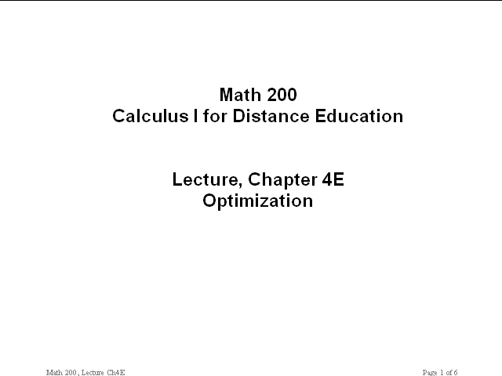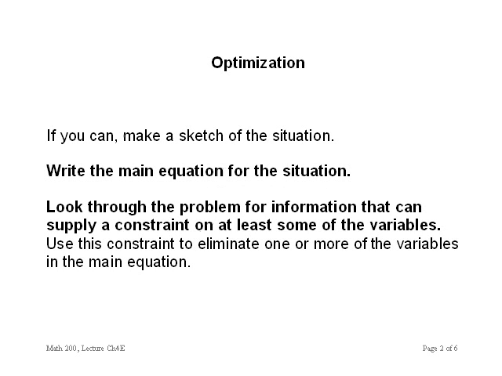This is lecture 4E for Calculus 1 on optimization. Optimization refers to usually finding the maximum or minimum of some parameter. For example, you might want the maximum profit, or the minimum cost, or the maximum length, or the minimum distance between 2 points. So there's usually a procedure for finding this.